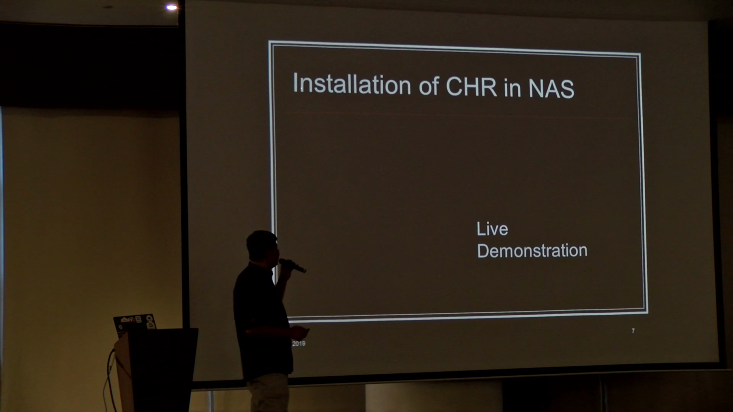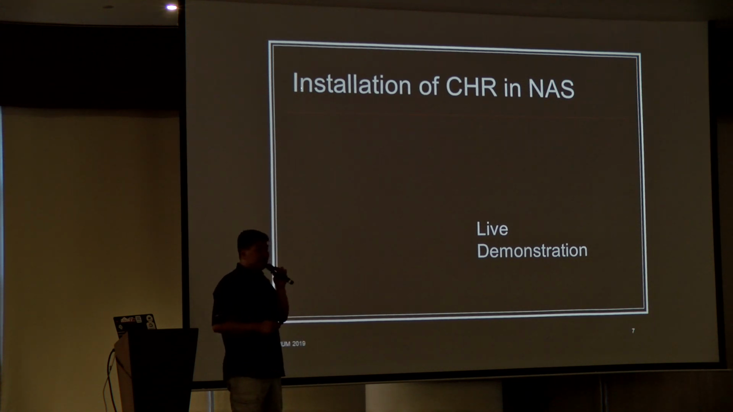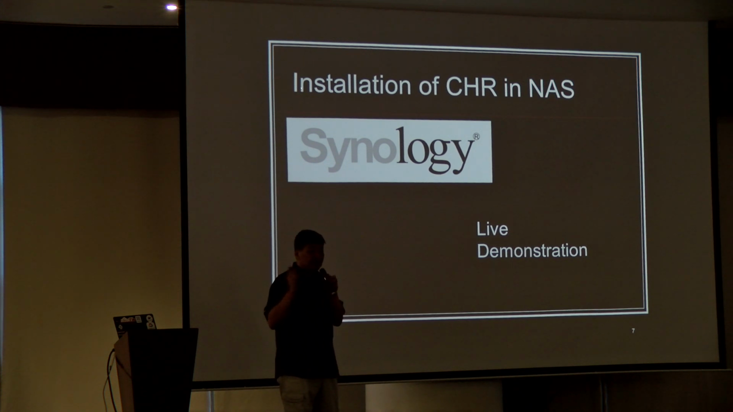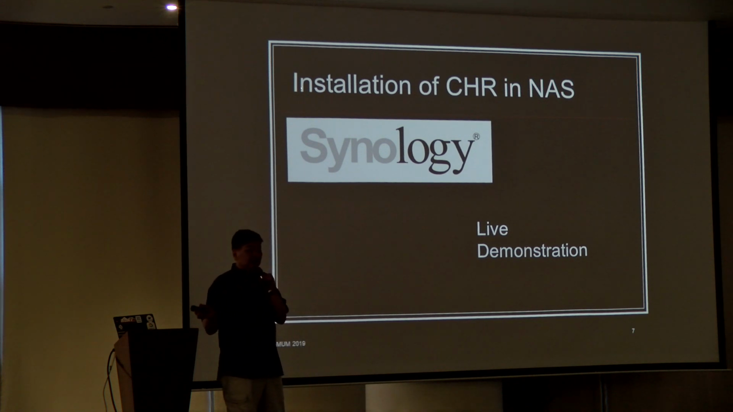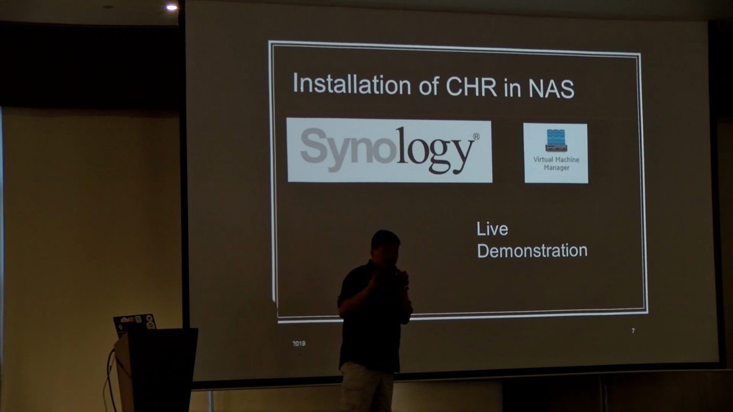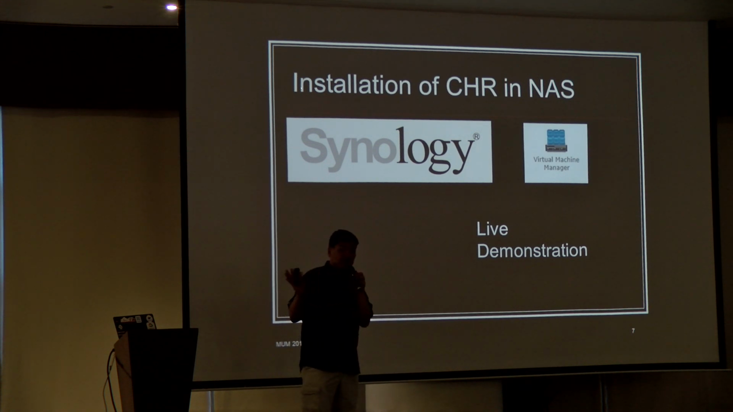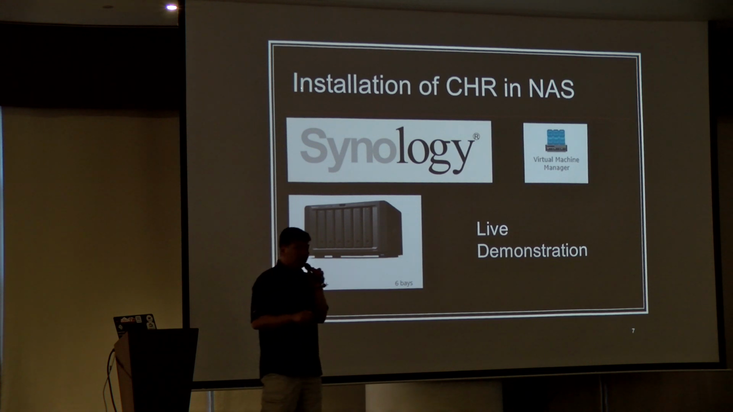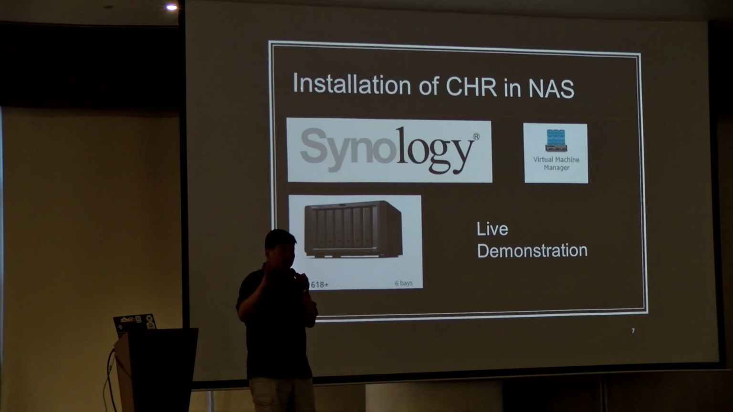Okay, so installation of the CHR. Today we are using the brand of Synology. Of course, you can use any brand of NAS which can support the installation of VM. I'm very familiar with Synology, so I'm using Synology. In Synology, there is a free application called the Virtual Machine Manager. It's license free, you don't need to pay any license for it. The unit I'm using today on the table is a DS1618. It's a 6-bay model, and you can expand up to 16 bay, and it has 4 LAN ports behind.